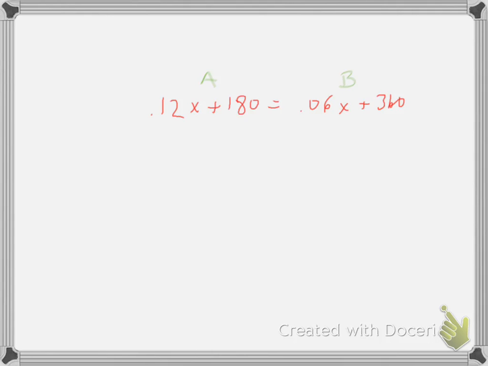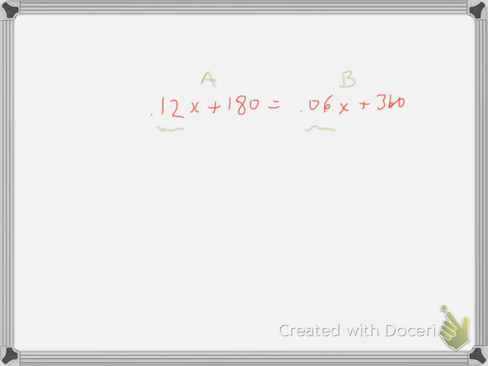What we have here is the 12 cents a copy plus the 180 is equal to the 6 cents a copy plus 360, the cost of A and B. We want them to be the same, so just set them equal to each other, and then you've got your solving ahead of you. So how do you do that? X's on one side, numbers on the other. The 0.12 is bigger than 0.06, so I'm going to keep it on the left, because I like to keep my x's positive.